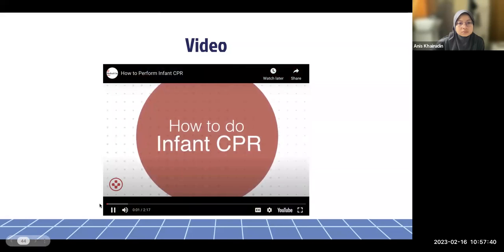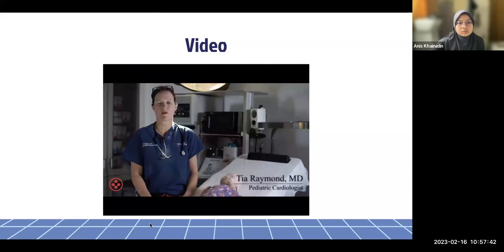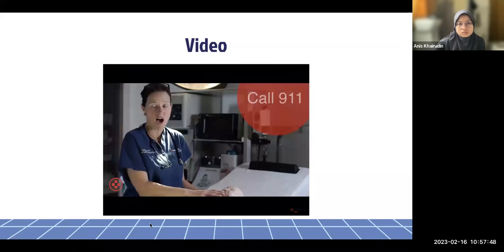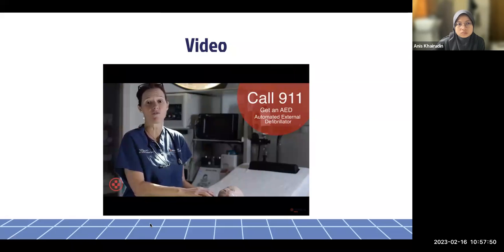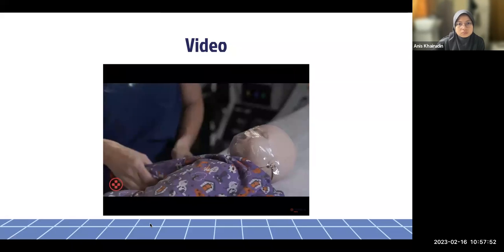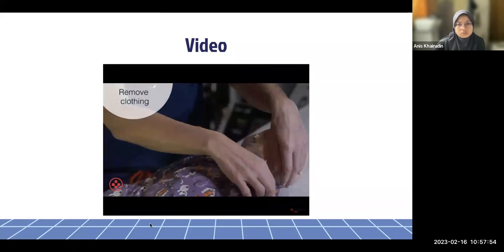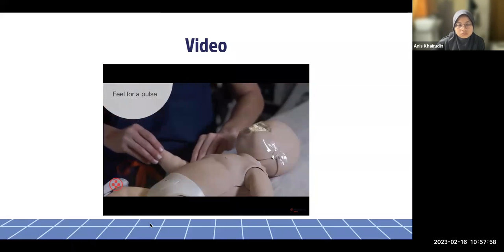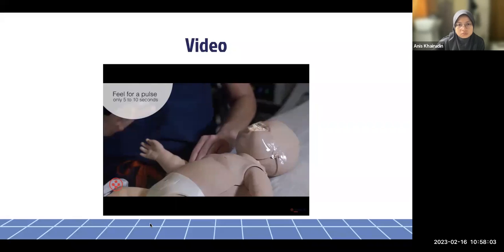What we're going to teach today is how to do infant CPR or cardiopulmonary resuscitation. Once you've assessed that the infant is not breathing and is not alert and awake, you need to call for help. That's very important. Remove any clothing that the child may have on. You'll want to put your fingers right in the inner aspect of the arm and feel for a pulse. You should only feel for a pulse for 5 to 10 seconds.